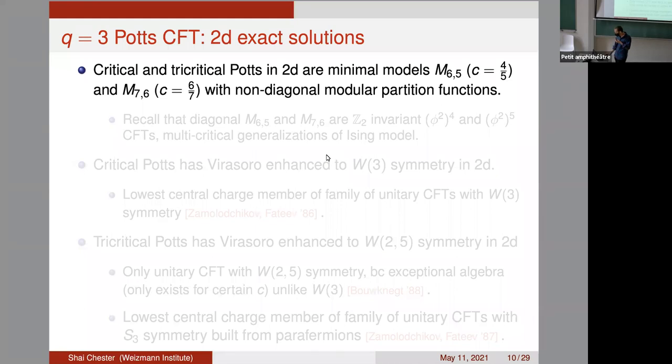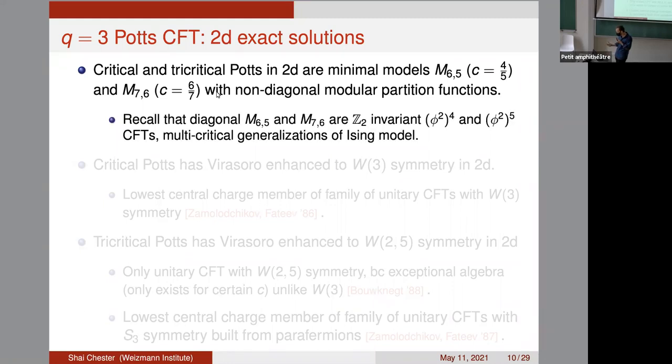So let's talk about the exactly solved cases in two dimensions. The critical and tricritical Potts in 2D are minimal models, in particular c equals 4/5 and c equals 6/7 with non-diagonal modular partition functions. So recall that previously when we were discussing these minimal models, we said that all the diagonal minimal models can be described by this very simple Landau-Ginzburg Lagrangian, which immediately predicts their upper critical dimension, and the whole story is a bit trivial. So what makes the Potts model not trivial is that we have this non-diagonal modular partition function, in which case there isn't really a good Lagrangian description.